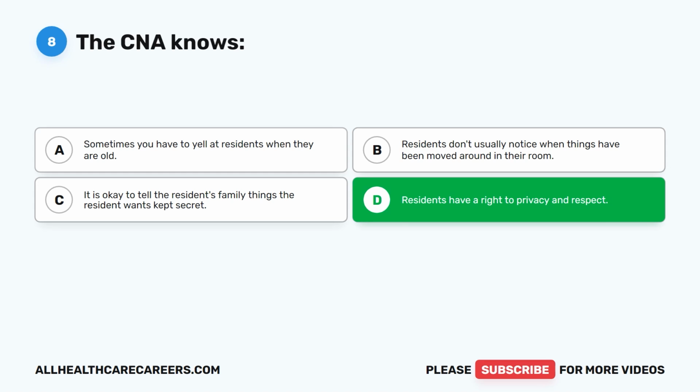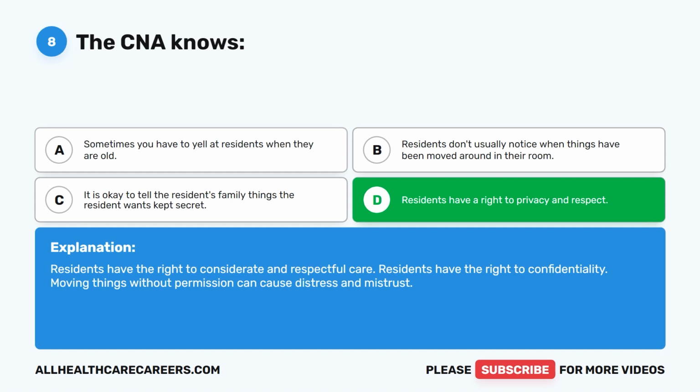The correct answer is D. Residents have a right to privacy and respect. Residents have the right to considerate and respectful care. Residents have the right to confidentiality. Moving things without permission can cause distress and mistrust.